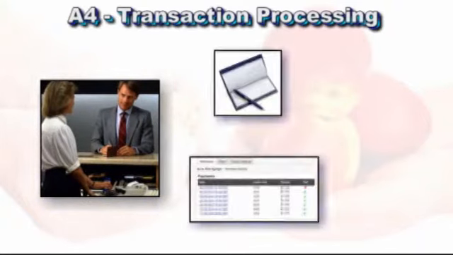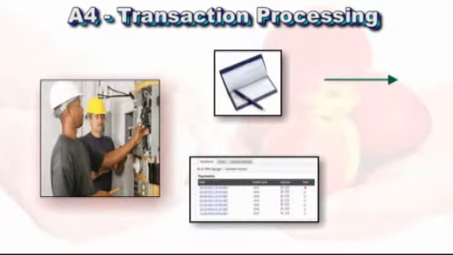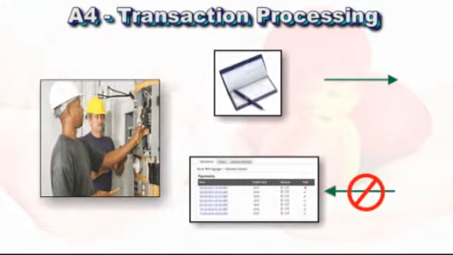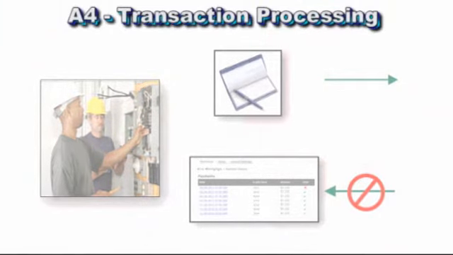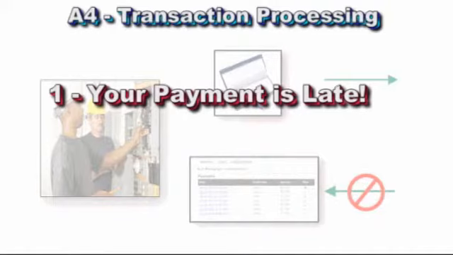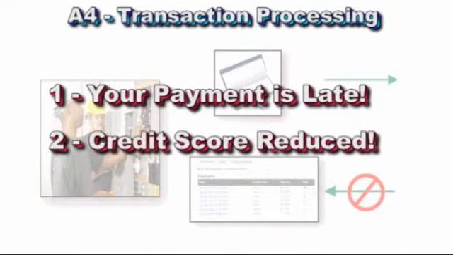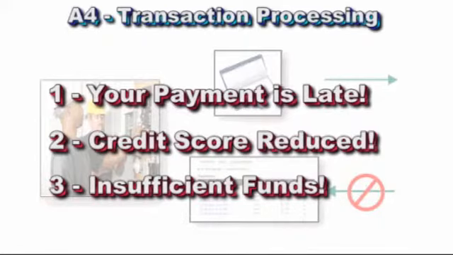4. Transaction processing. Let's say you go into your bank to make a loan payment from your checking account, but for some reason the system goes down after the payment is deducted from your checking account, but before your loan payment is made. So your checking account was debited, but your loan account wasn't credited. You end up with a late payment notice on your loan account, your credit rating goes down, and to add insult to injury, your checking account has insufficient funds to make a payment.